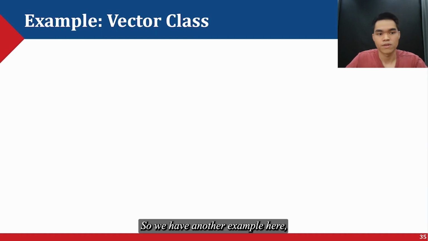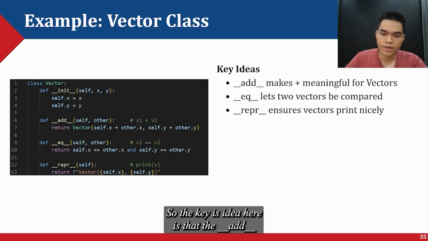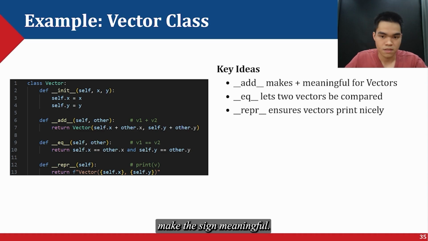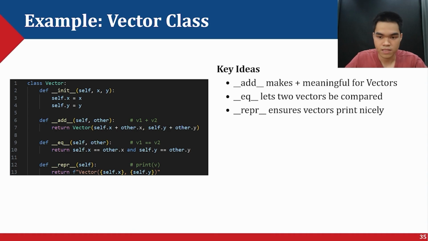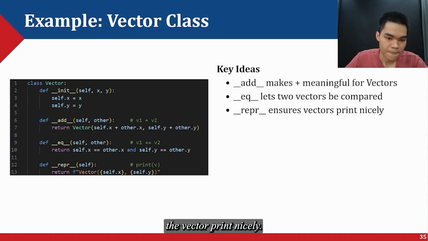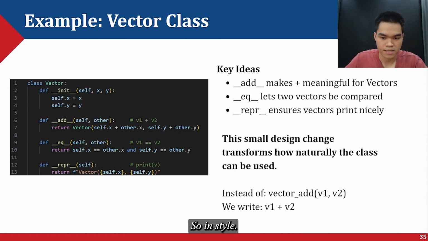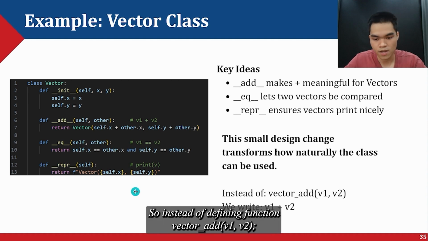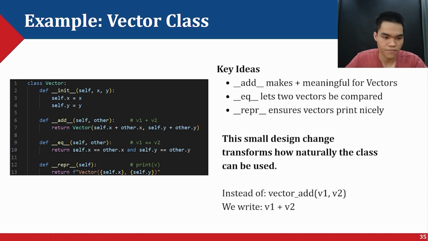We have another example here, which is the Vector class. The key idea is that add makes the plus sign meaningful for vectors, and equal lets the vectors be compared, and repr ensures the vector prints nicely. This small design transforms how naturally the class can be used. Instead of defining a function vector add v1 v2, we can simply write v1 plus v2.